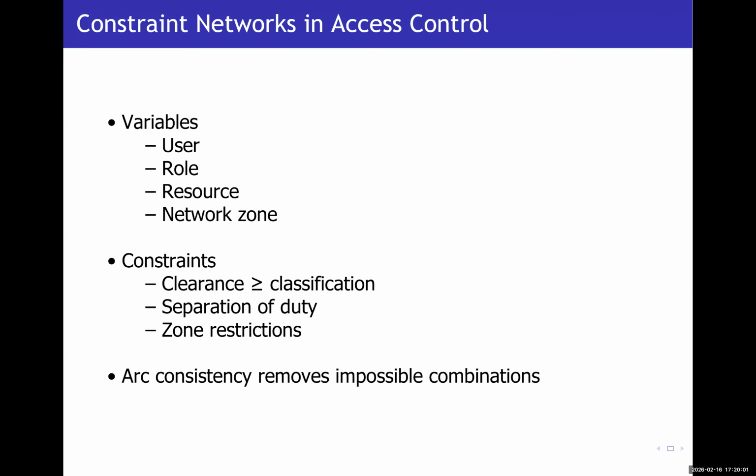Separation of duty must be preserved. That's another constraint. And network zones must align with resource sensitivity. And arc consistency fits naturally here. It removes permission combinations that could never be valid. So instead of discovering violations later, we eliminate them early. The constraint network becomes a model of policy structure.